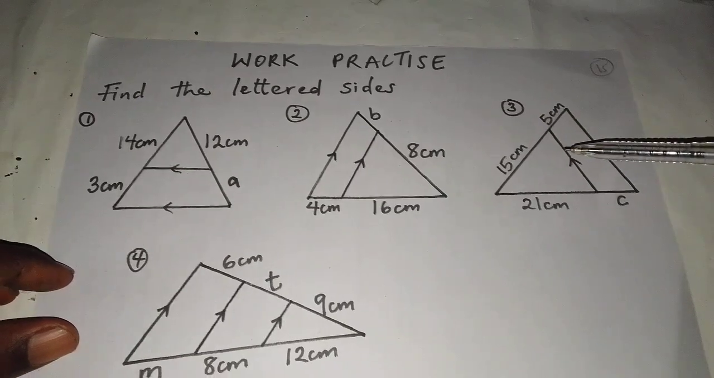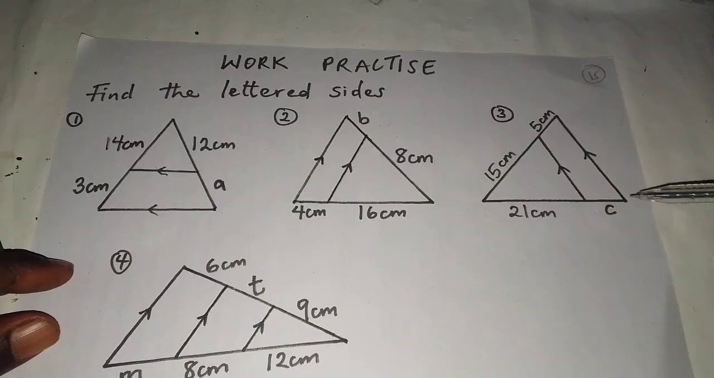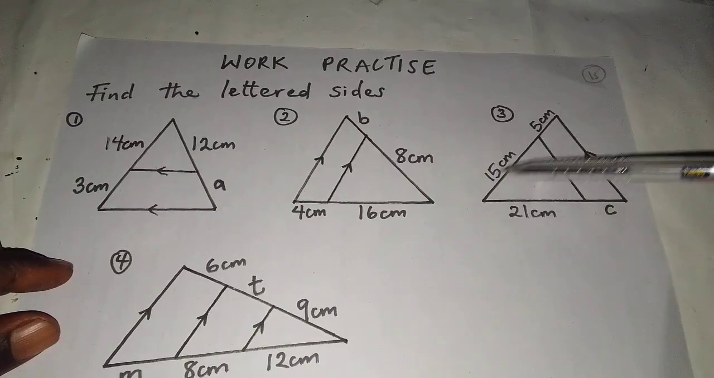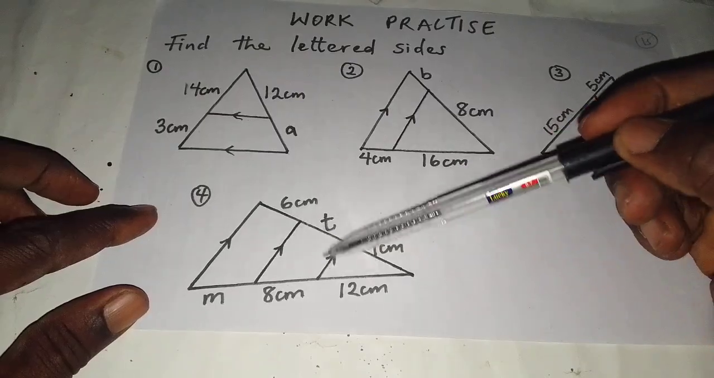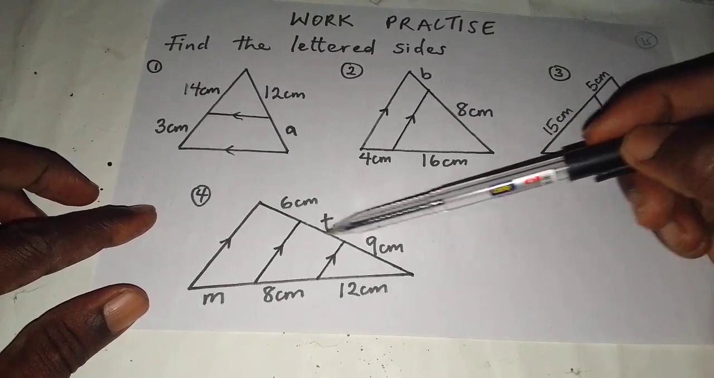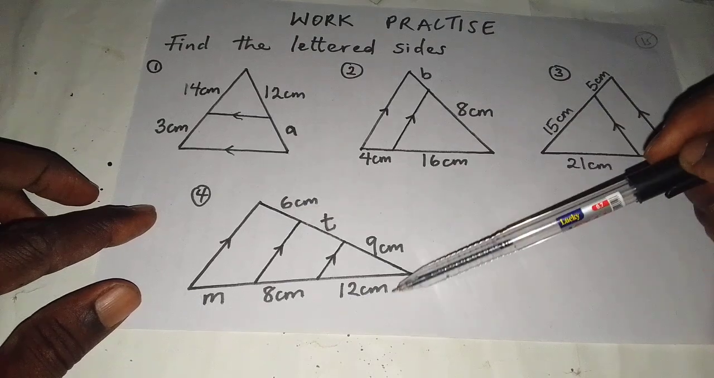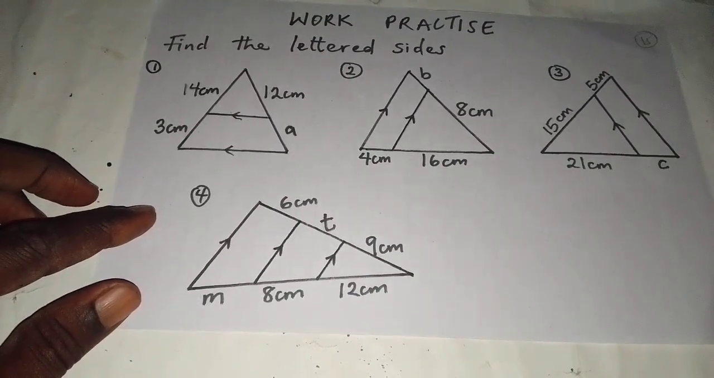Number 3, we are given these two parallel lines. So this side is 21, this is C, this is 5 centimeter, this is 15. Then we are given this. 3 parallel lines here. So we are told that this is 9, this is T, this is 6, so this is 12, this is 8, this is M.